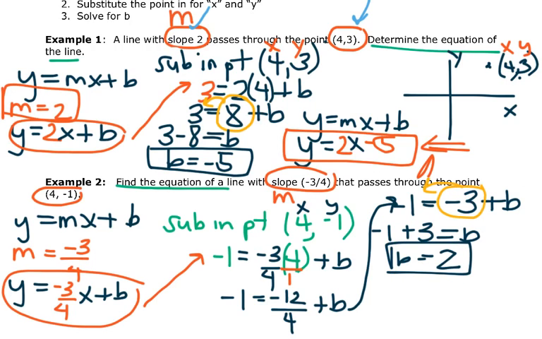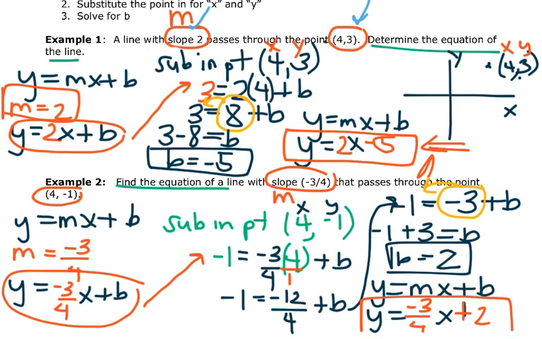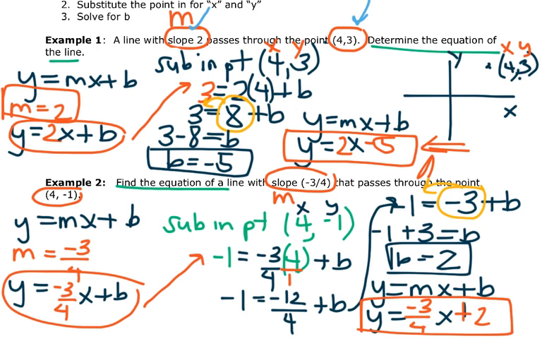So I'm going to write out the equation of a line. y equals mx plus b. And we're going to leave the y alone and sub in our m. Our m is negative 3 over 4 x plus, and our b was 2. And we are done. Equation of a line is done.